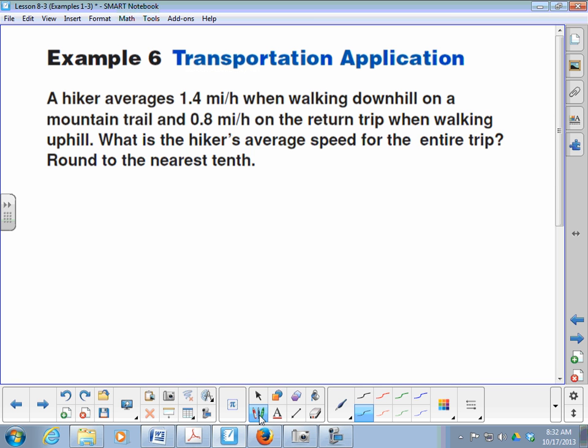distance, right? Okay. So here we have our distance downhill is going to be equal to the rate downhill times the time downhill. And our distance uphill is equal to the rate uphill times the time uphill.